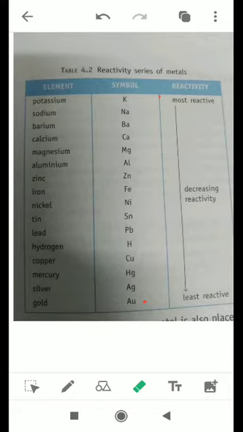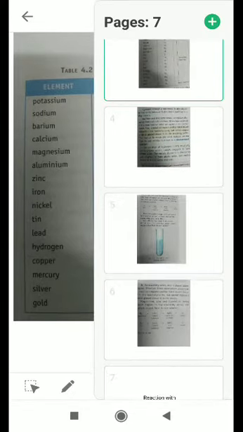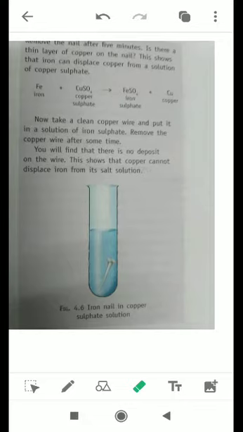Let us take the example of iron and copper. Let us see this. Iron, this is Fe, and copper sulfate solution, this is CuSO4. Copper sulfate solution is blue in color. When they both react, it forms iron sulfate and the copper is displaced, because copper is less reactive.